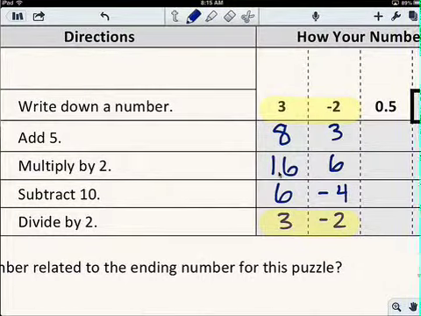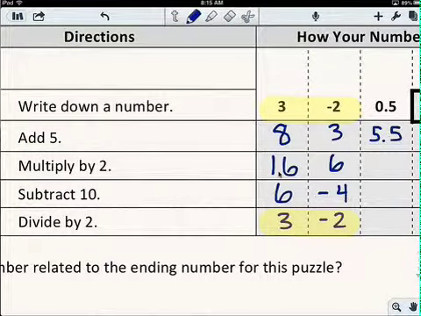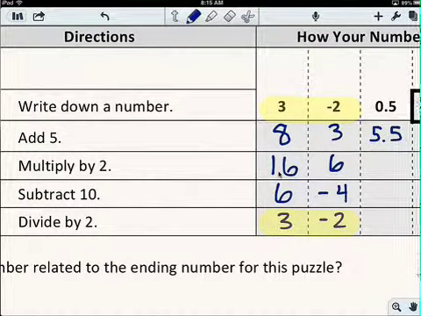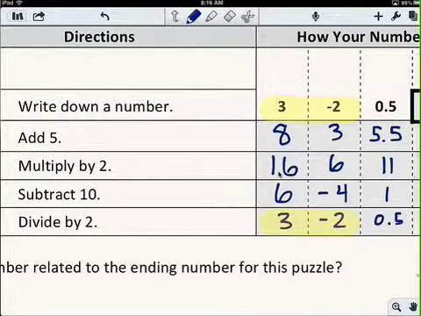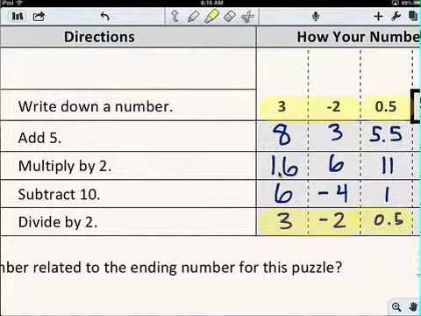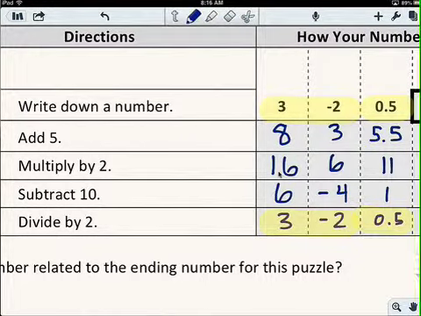Let's see if it works for a decimal number. So 0.5, add 5. 0.5 plus 5 is 5.5. And then I multiply that by 2. 5.5 times 2 is 11. The little mental trick I use for that is 5 times 2 is 10, 0.5 times 2 is 1, and 10 plus 1 is 11. Then I subtract 10. 11 minus 10 is 1. And then divide 1 by 2. 1 divided by 2 is 0.5. And so the pattern seems to be holding. The number I start with is the number I end with.